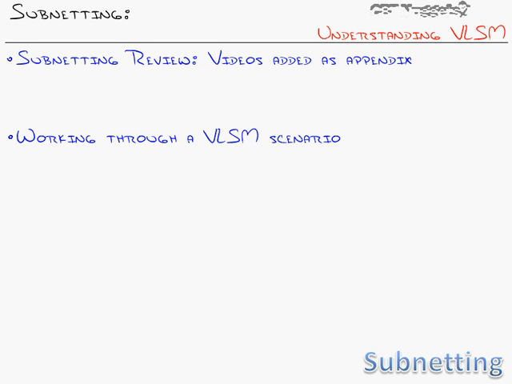So we saw, first off, that there are more subnetting videos in the appendices. This is my recap here, if you do need more subnetting practice. And then we worked through a complete VLSM scenario using one Class C subnet with multiple subnet masks to address the whole network.